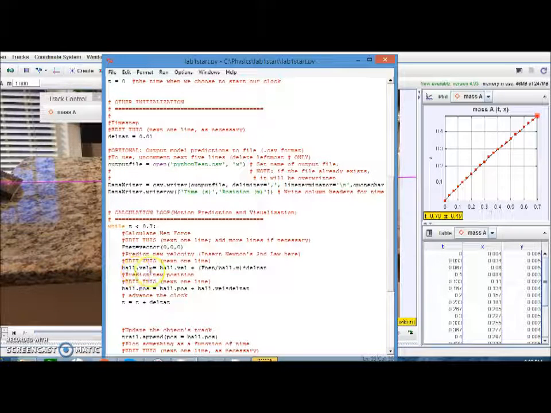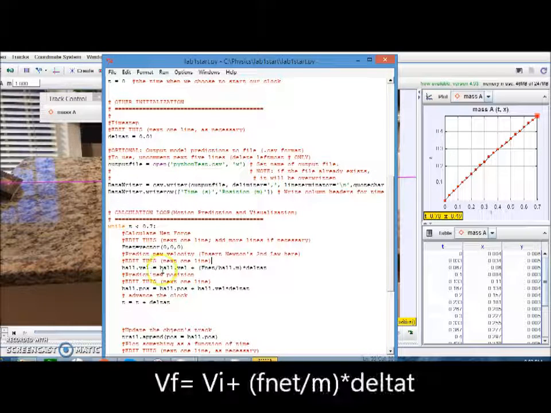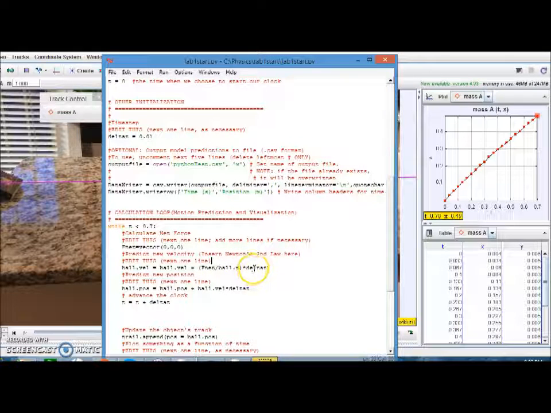Then I changed the equation to find the velocity by knowing that the velocity is the initial velocity plus the net force divided by the mass times delta t, which is also Newton's second law. And this is always updated to find the final velocity. You might think that the final velocity is also the initial velocity, but it is not, because this is being updated the entire time.